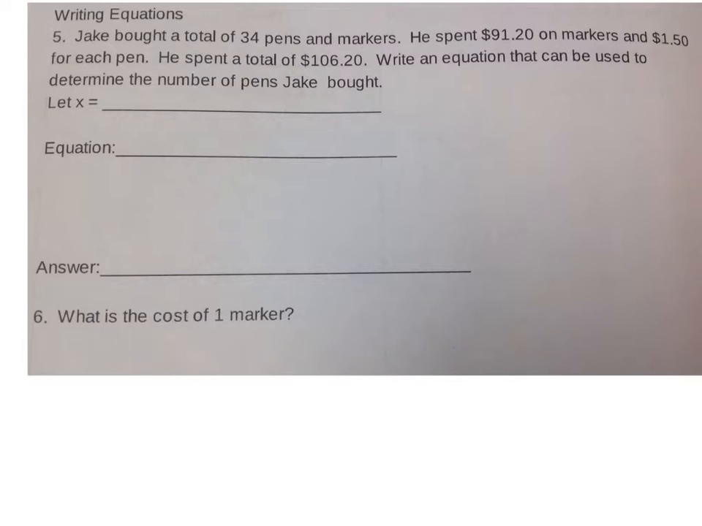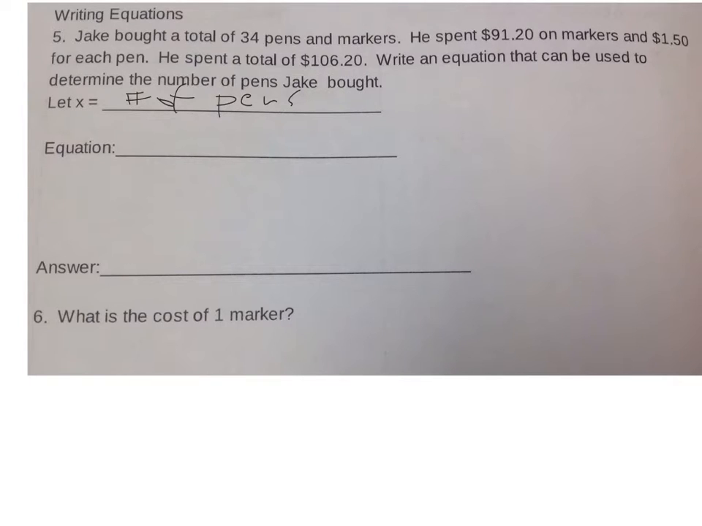Right here, Jake bought a total of 34 pens and markers. He spent $91.20 on markers and $1.50 on each pen. He spent a total of $106.20. Write an equation that can be used to determine the number of pens Jake bought. So x is going to be our number of pens.